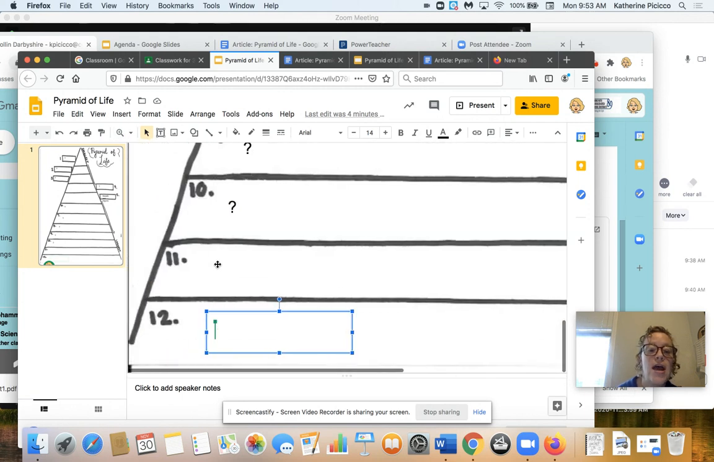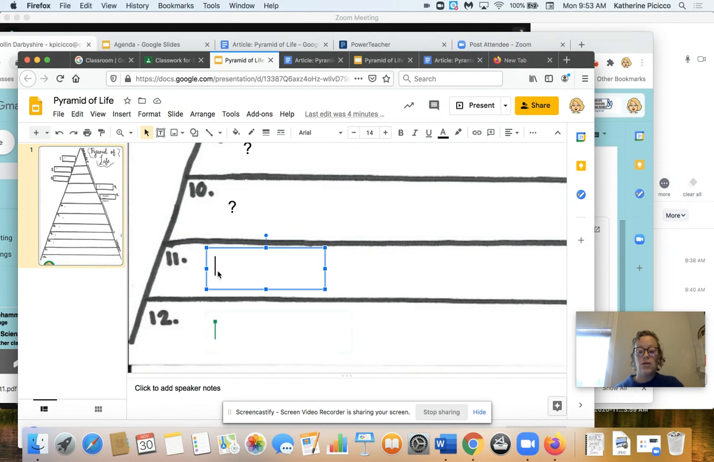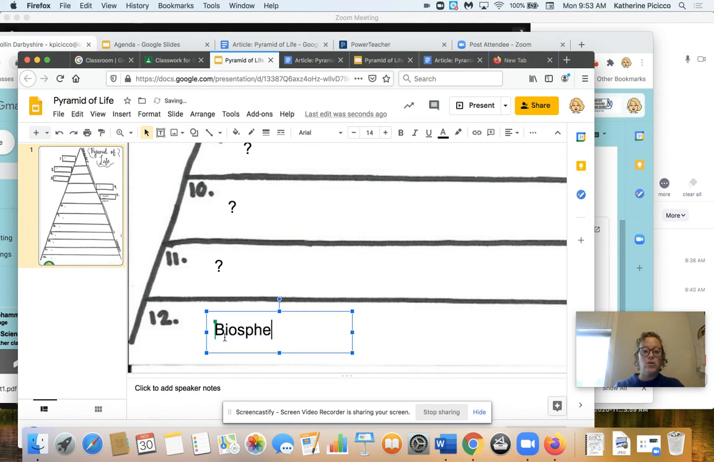And I think there should be an arrow in there on yours. If you look at where the arrow is, you're going to click in where the arrow is, and then you're going to type that word. So we're going to start by typing biosphere, okay? That's what you're going to do first.